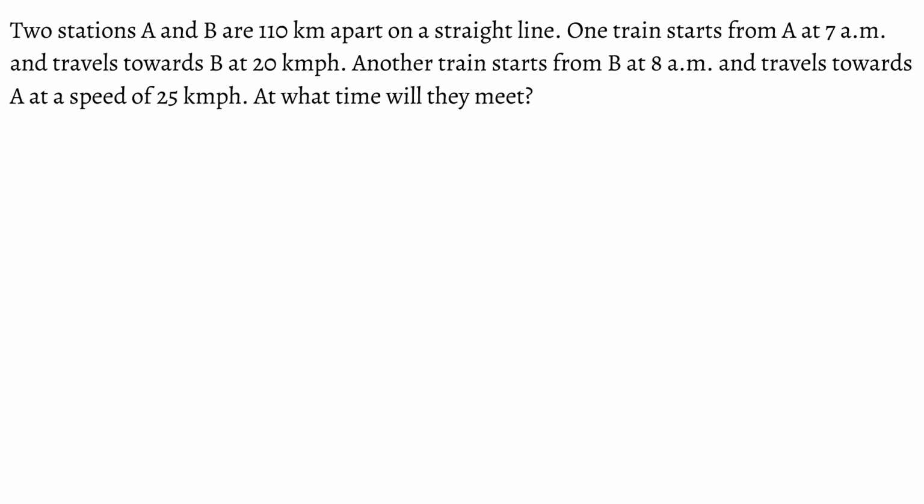Let us solve this problem by an alternative method, instead of doing all these calculations. This is station A, this is station B. The first train started at 7 a.m. and the second train started at 8 a.m. The difference is 1 hour. So in this 1 hour, the first train should have traveled 20 kilometers. It started here and reached here. After this, the journey of the second train begins.